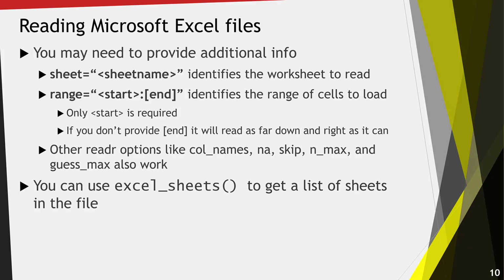So for example, sheet equals identifies the worksheet to read, which you'll put in quotation marks. Range defines a range of cells to load. Only the start part is required. If you don't provide an end, R is going to read as far down and to the right as it can. You specify start and end with the typical Microsoft Excel row and column references, so letters for columns followed by a number for the row.